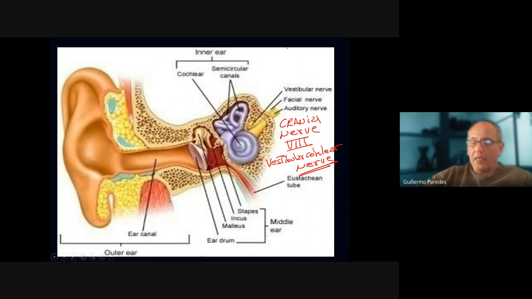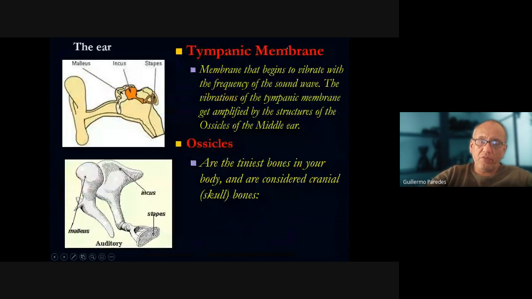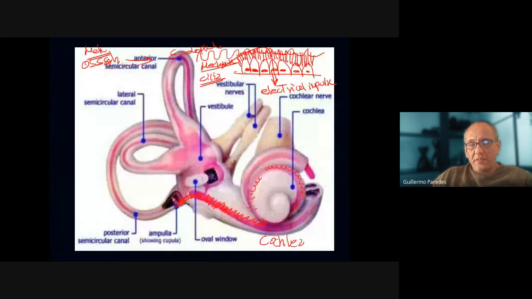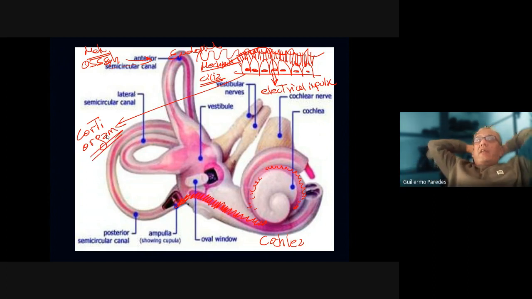Okay. And just to put the strawberry on the cake, these cells that you see located in the cochlea are called the Corti organ. The Corti organ. What is the function of the Corti organ? It is to convert mechanical force into electrical impulse. And where do they go? They go to the cranial nerve number 8, or the vestibulocochlear nerve. Cranial nerve number 8. You okay with that?